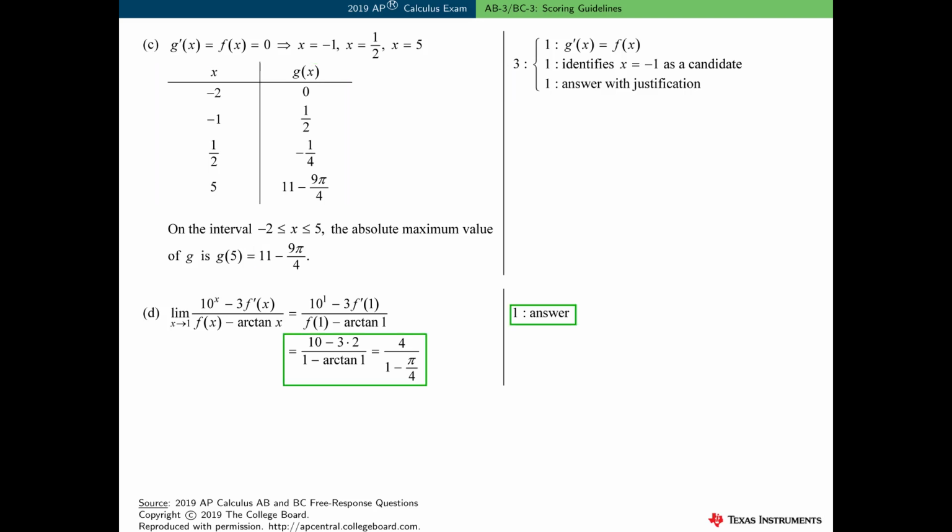Part D was worth 1 point, simply for the answer. This limit can be found by direct substitution. And remember that a final numerical answer does not need to be simplified, but if it is, then it must be correct. And the arctan of 1 does not need to be evaluated here. It's a numerical value.